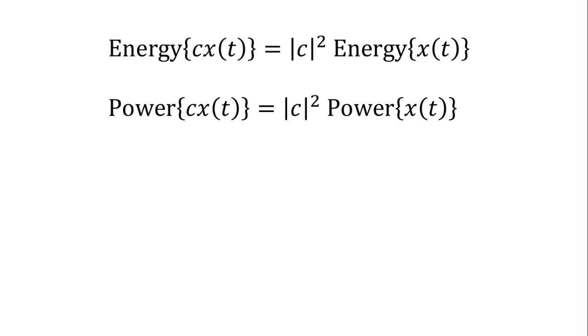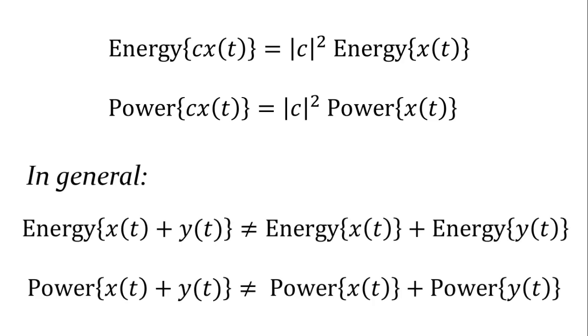Here are some useful properties to remember. When x of t is multiplied by a constant, both its energy and its power are scaled by the magnitude squared value of that constant. Also, in general, the energy of a sum does not equal the sum of the energies, and the power of a sum does not equal the sum of the powers.